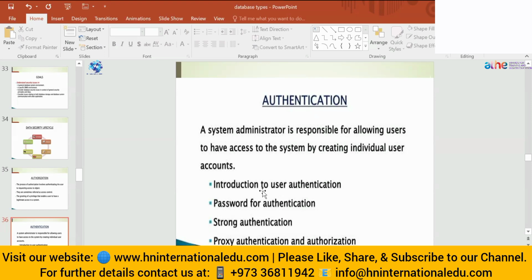Basically, this is the introduction to user authentication. Authentication can be done by password, or by biometrics, or something similar. There are different means for proving your authentication. Then we have strong authentication, proxy authentication, and authorization.